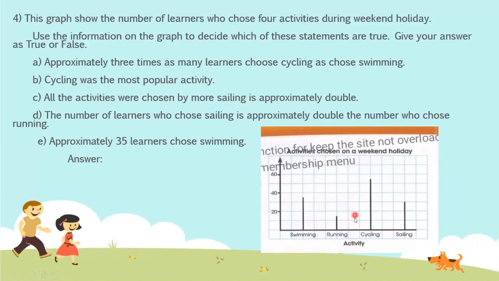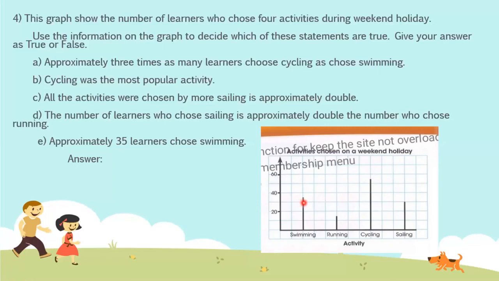So cycling and swimming. Cycling, yes, it is somewhat 55 because see, this is 0, 10, 20, 30, 40, 50, 60. So it is in the mid of here. So that is 50 and 60. In between 50 and 60, so that is 55. So cycling 55. What about swimming? Swimming is over here and it is in between 30 and 40, so 35.